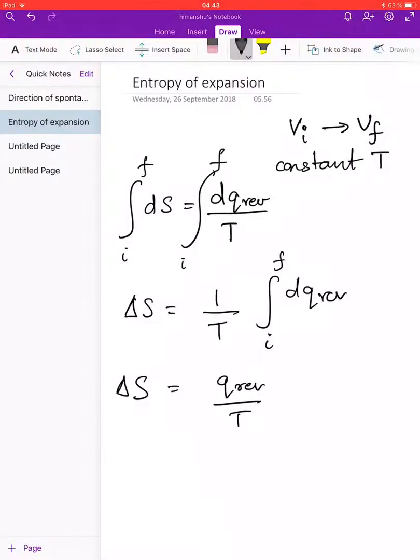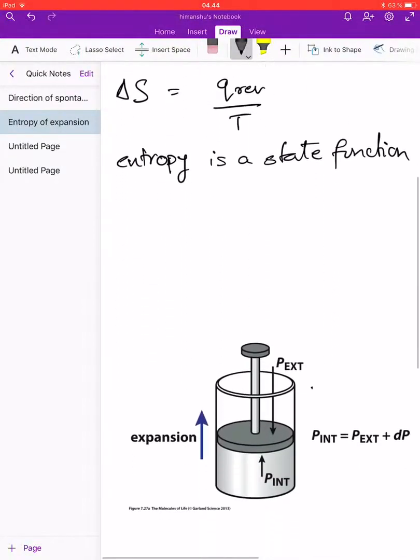However, our process may not be reversible. The problem statement was that an ideal gas is expanding isothermally from an initial volume to a final volume, and this may not be a reversible process. However, that does not matter because entropy is a state function. And a state function does not depend on the path, but only on the current state of the system, which means that we can choose a reversible path to go from the initial volume to the final volume.